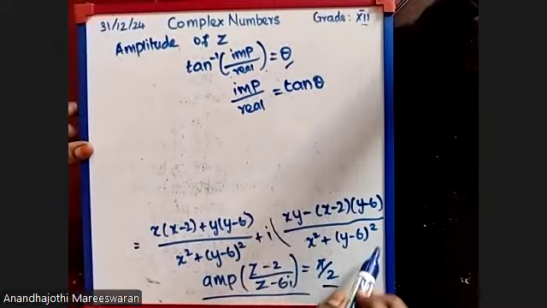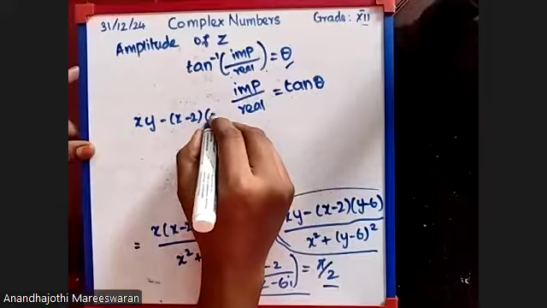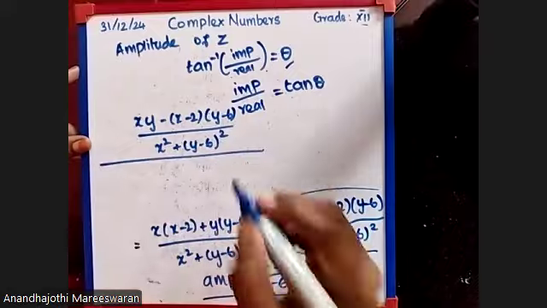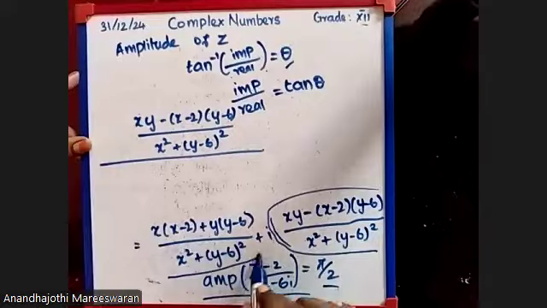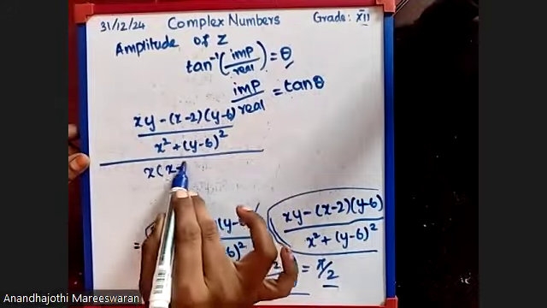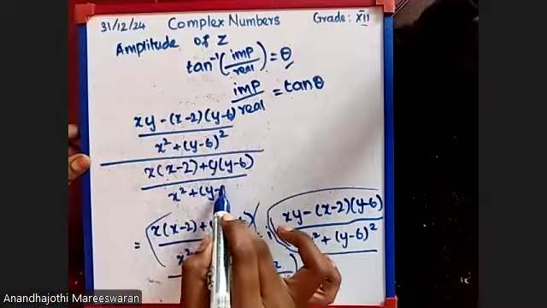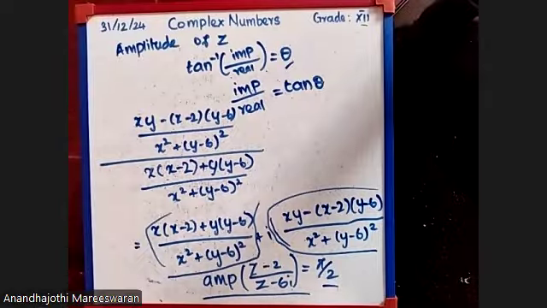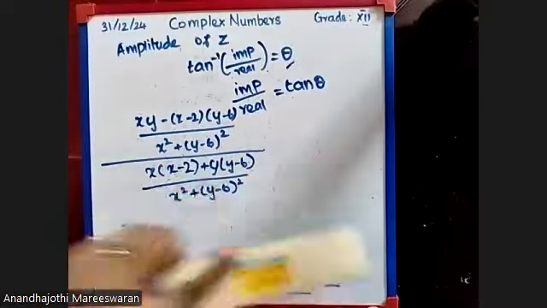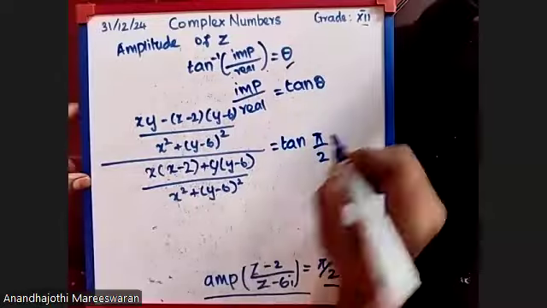What do we have in the imaginary part? The entire term: xy minus (x minus 2) multiplied by (y minus 6), divided by (x squared plus (y minus 6) the whole square), divided by what we have in the real part, this entire term: x multiplied by (x minus 2) plus y multiplied by (y minus 6), divided by (x squared plus (y minus 6) the whole square), equals tan theta. What do we have here? Pi by 2.